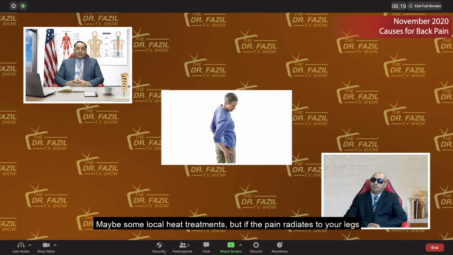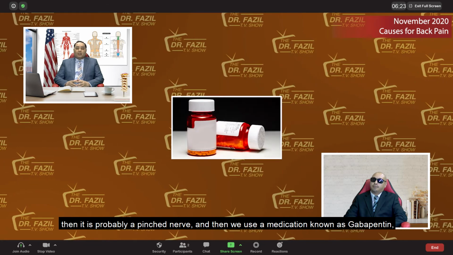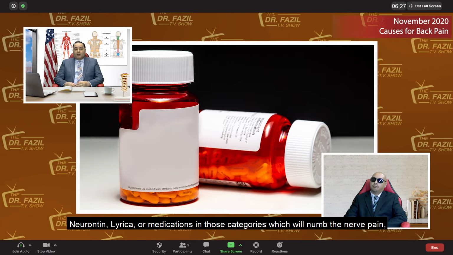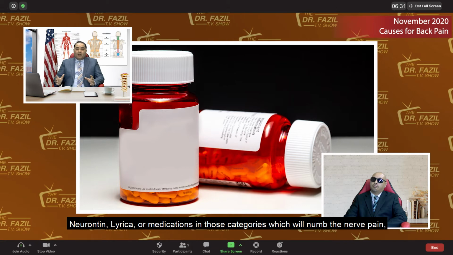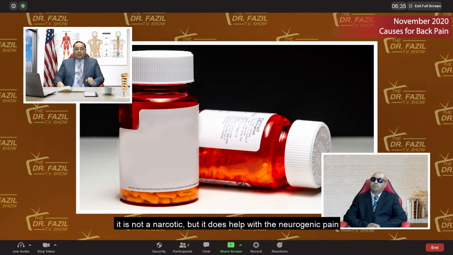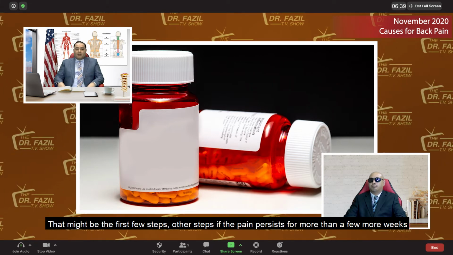But if the pain radiates to your leg, then it's probably a pinched nerve. Then we use a medication known as gabapentin or Neurontin or Lyrica, or a medication in such a category, which will numb the nerve pain. It's not a narcotic, but it does help with the neurogenic pain. That might be the first few steps.